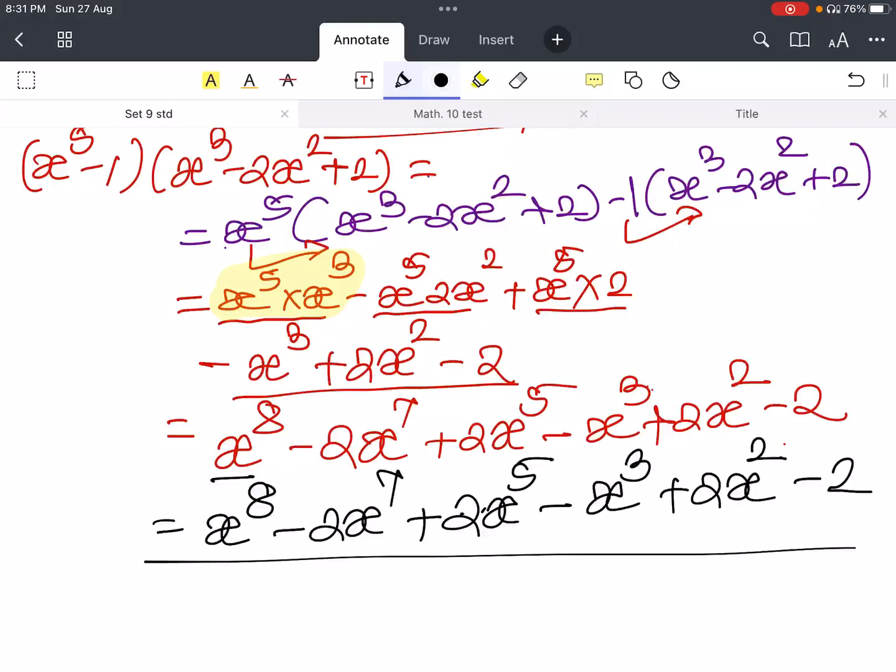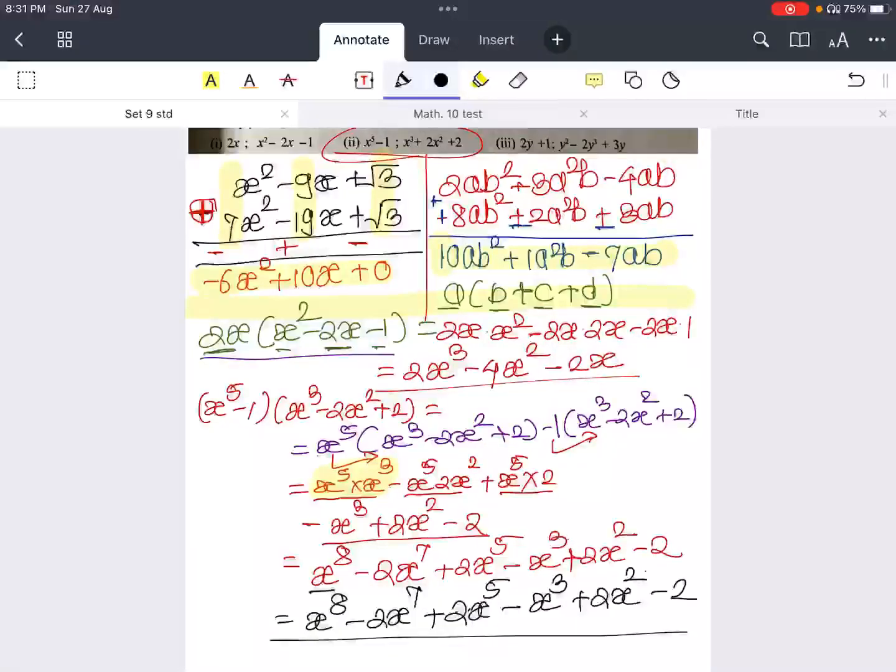Clear? So likewise, we have to solve the examples. So this is a multiplication method, and for this you will get the answer equal to x raised to 8 plus 2x square, sorry, plus 2x raised to 5 minus x cubed plus 2x square minus 2. So similarly, we have to solve this type of examples. Okay, so let's move to the next question.